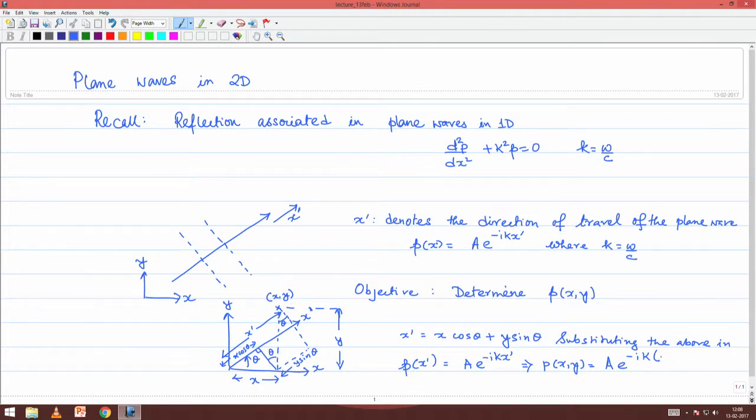Instead of x prime, we now wish to write x cos theta plus y sin theta, right. So, in other words, p of x comma y would be written as a e to the power minus i k cos theta into x minus i k sin theta into y.